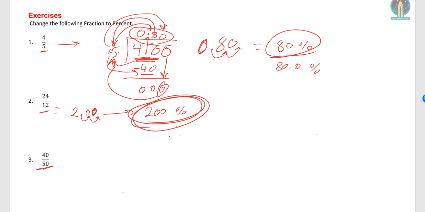40 divided by 50. Now this is actually very familiar. This is very similar to exercise 1 right here, except it is not simplified. But if you do simplify, it ends up being the same thing. So 40, you can divide the numerator and denominator by 10, right? Divided by 10, divided by 10 is going to give me 4/5, which, again, we did up here, is equal to 80%.